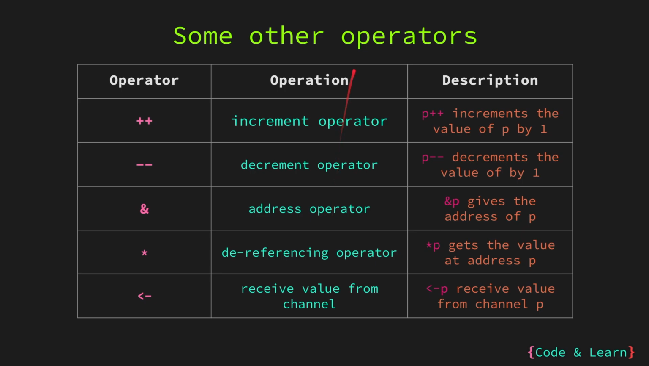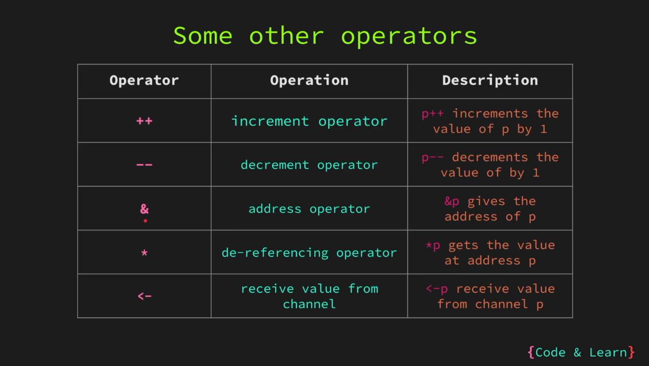Let us look at some other operators we haven't covered till now. All operators that you see here are unary operators. First up, we have the double plus sign, or the increment operator. It is used as postfix notation and increments the value of a numeric type operand by 1. So P plus plus would increment the value of P by 1. Similar to the increment operator, we have the double minus sign, or the decrement operator. It too is used as postfix notation and decrements the value of numeric type P by 1. So P minus minus will decrement the value of P by 1.